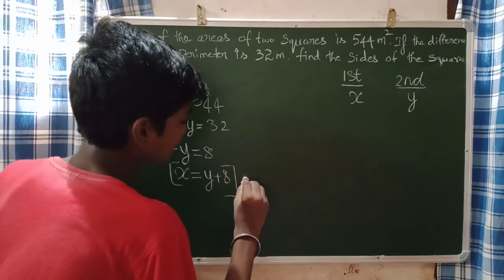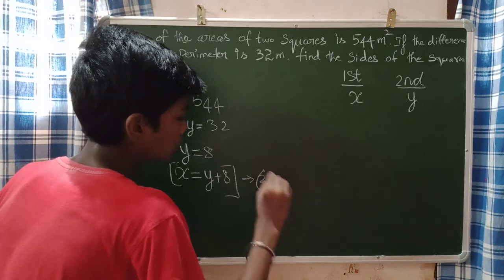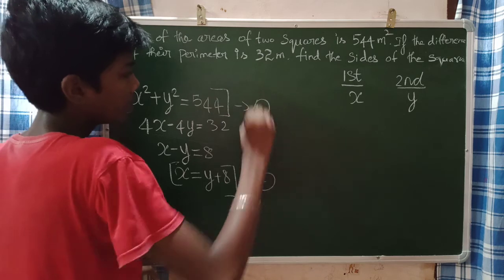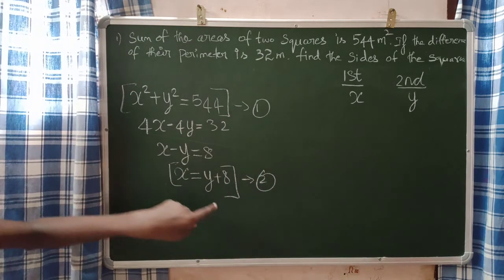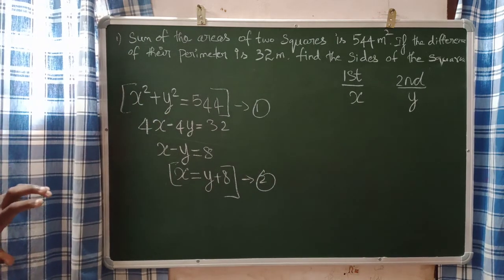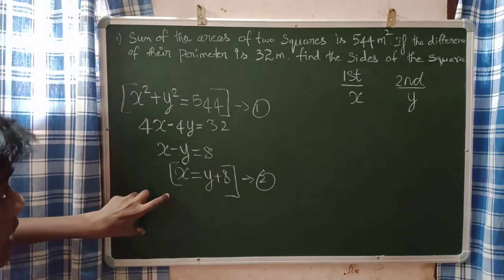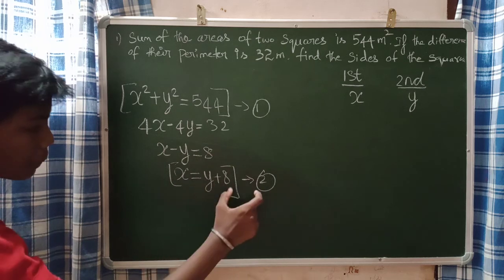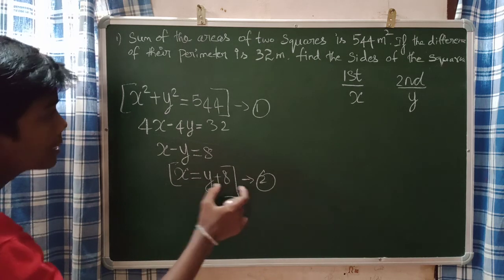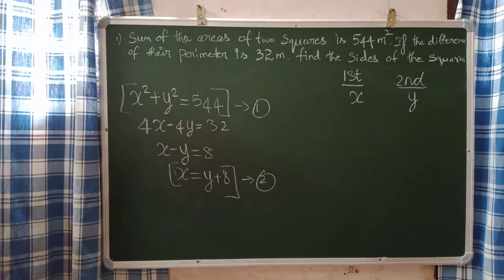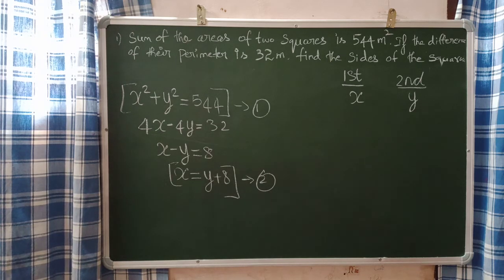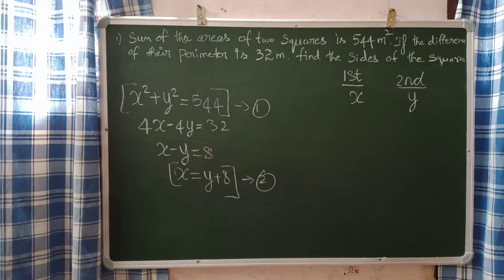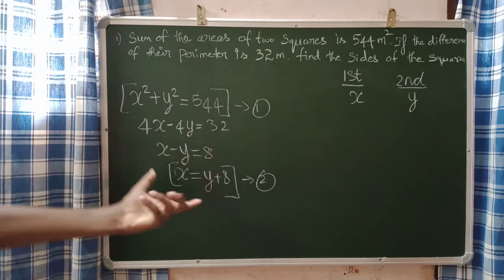Let me take this as equation 2 and this particular equation as equation 1. Now I'm going to put this equation 2 in this equation 1. I'm going to put this value of x in this equation. Here we are having x as y plus 8, right? Can you understand? How will I put it? Just replace x with y plus 8.